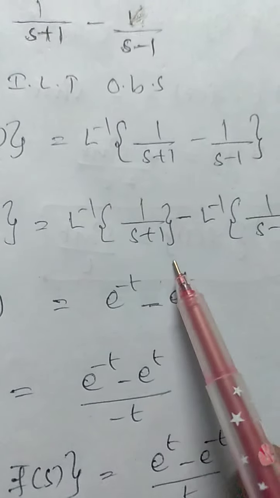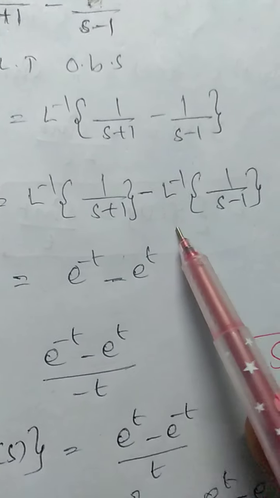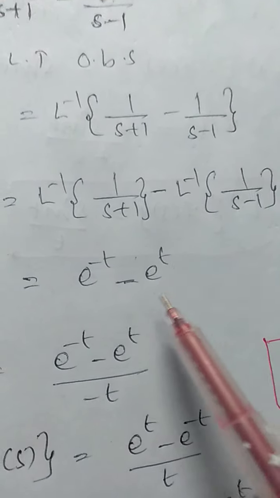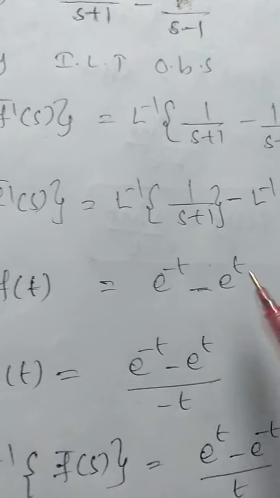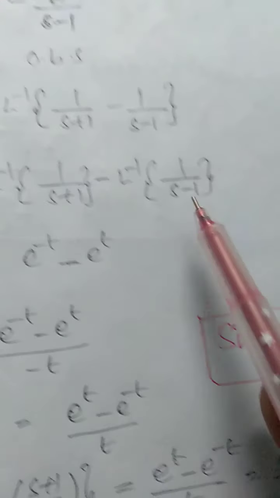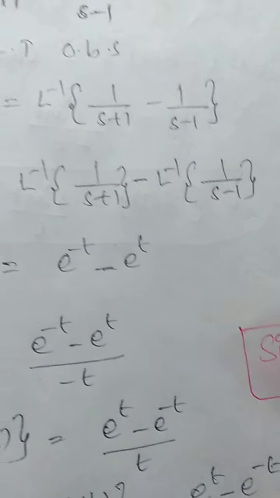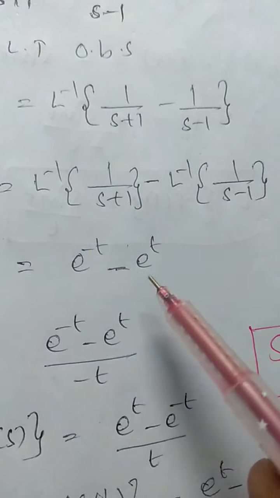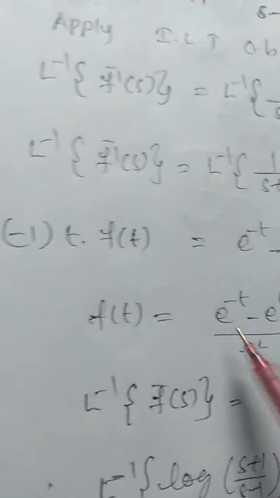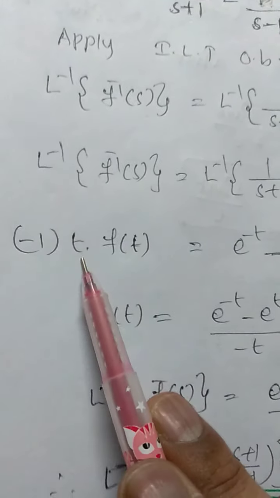L inverse of 1 by s plus a is equal to e power minus a t, and L inverse of 1 divided by s minus a is equal to e power a t. Okay, this is the standard formula. Inverse Laplace transform of 1 by s plus 1 minus inverse Laplace transform of 1 by s minus 1 is equal to e power minus t minus e power t. Minus 1 into t is minus t.